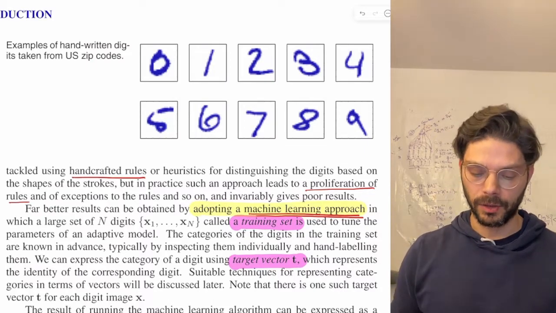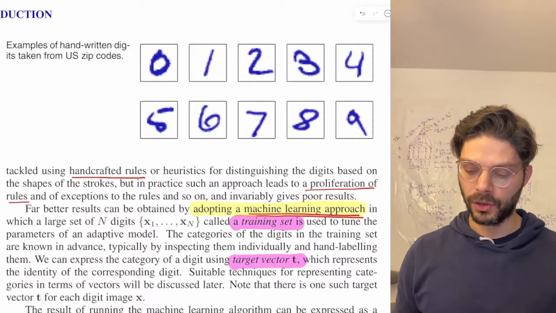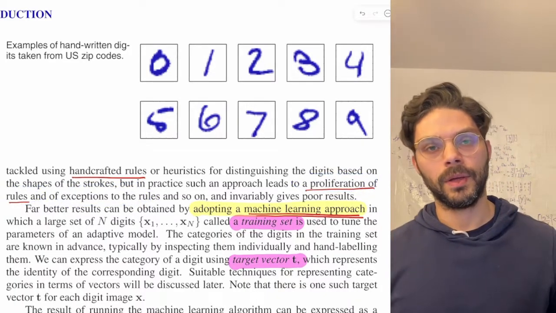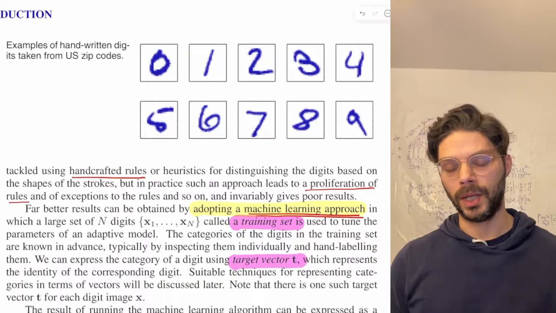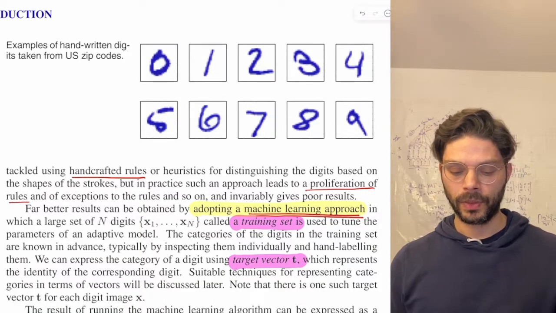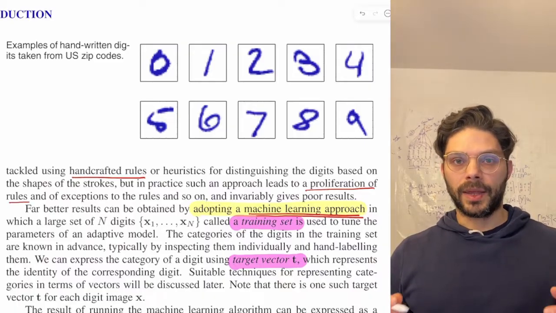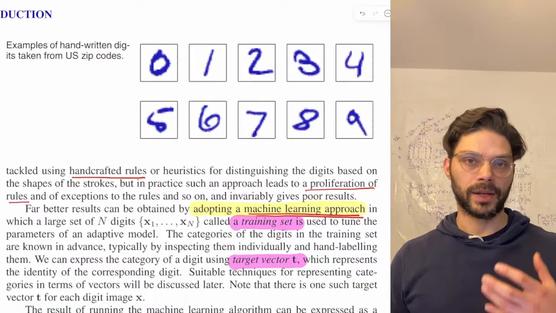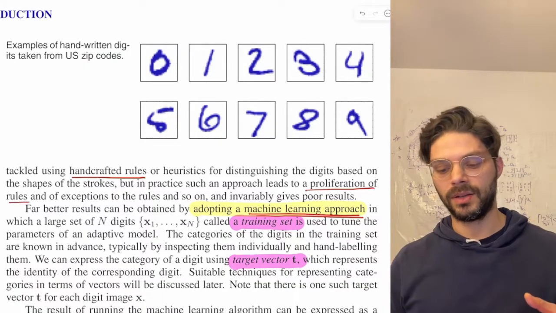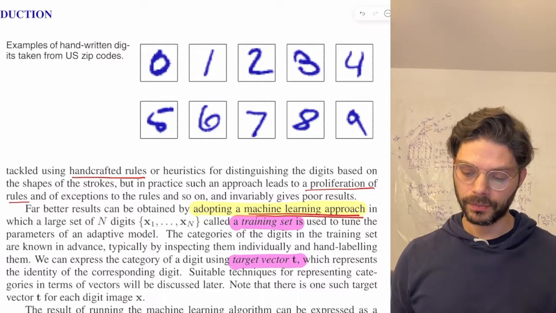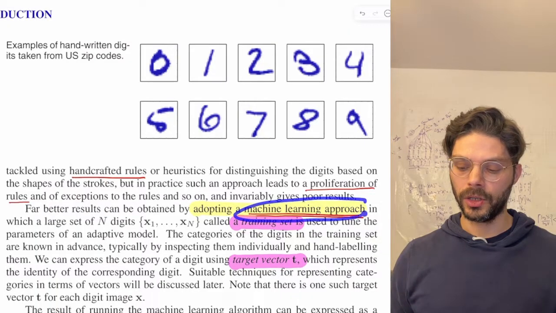As Bishop says, it's going to lead to a proliferation of rules and exceptions to the rules, and that's just going to become really difficult to build and difficult to debug in a reasonable way. So for problems like this, you can get much better results, and in fact, this has now become a benchmark. This MNIST data set, recognizing these digits, is now a benchmark of modern AI systems, to adopt the machine learning approach.